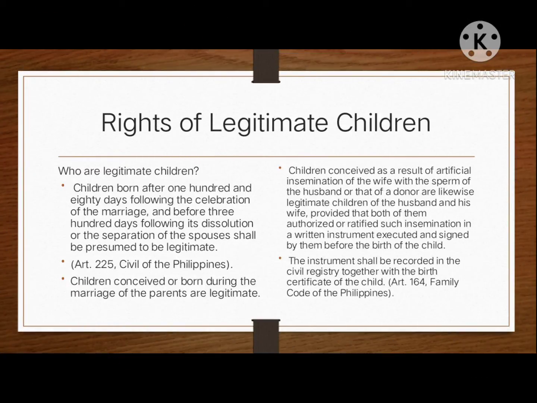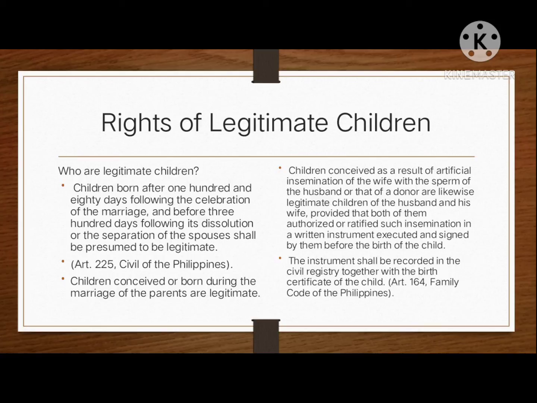Rights of legitimate children. So who are the legitimate children? Children born after 180 days following the celebration of the marriage and before the 300 days following its dissolution or the separation of the spouses shall be presumed to be legitimate. So children conceived or born during the marriage of the parents are legitimate.